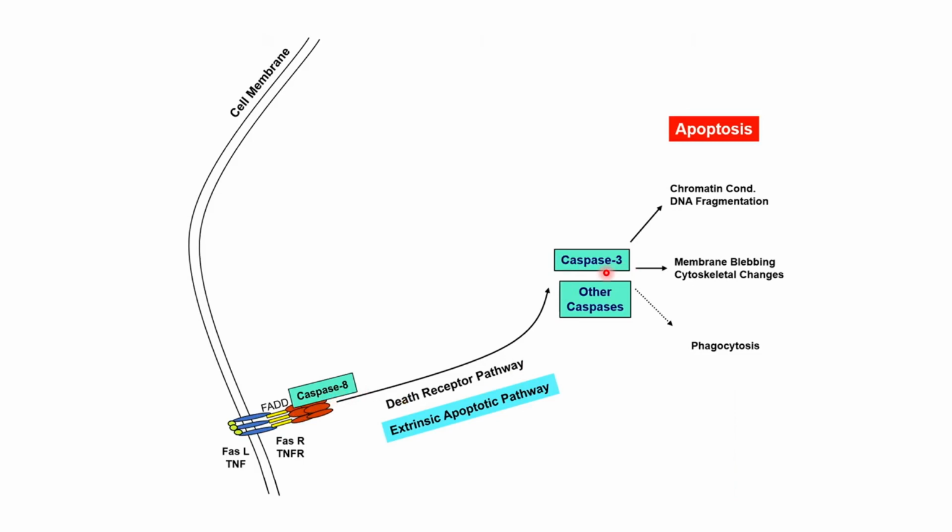Okay, and caspase activation and also the other caspase, which leads to the phagocytosis process. But main role is of caspase 3, which leads to the chromatin condensation, DNA fragmentation, as well as membrane blebbing changes by activation of MLC protein as well as the CAD, caspase associated DNase. So this is regarding the extrinsic pathway.